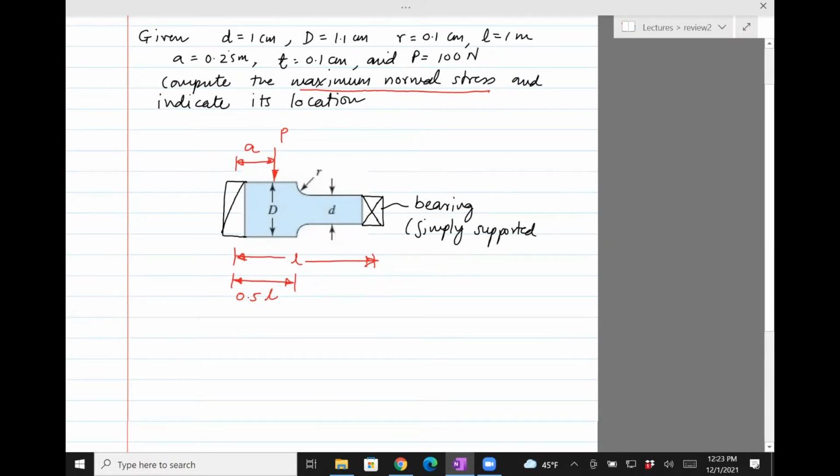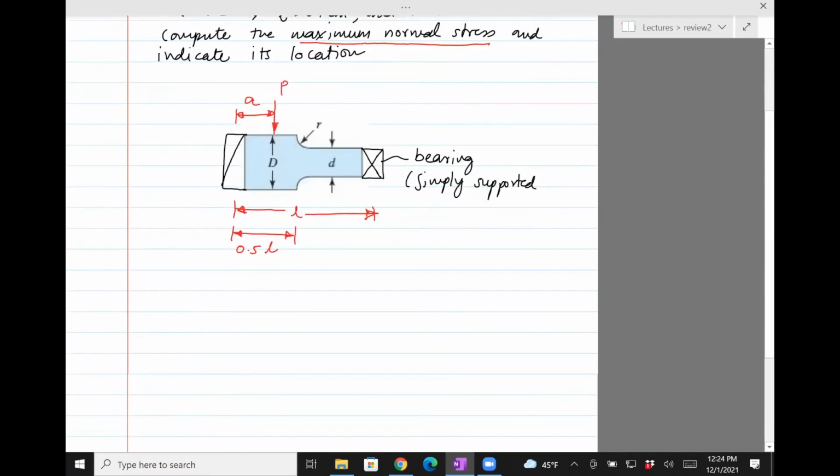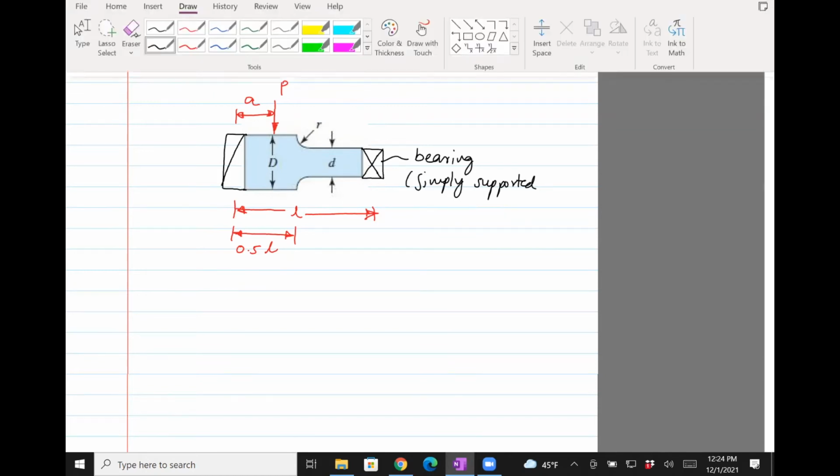Okay, so part of it has the same flavor as the previous problem, where we need to first find the reaction forces, and draw the shear force and bending moment diagram. In fact, we don't need the shear force diagram, we only need the bending moment diagram. Once you have the bending moment diagram, we can find the maximum normal stress from the maximum moment. So the first part is exactly like the previous question. We compute the reaction forces and the shear force and bending moment diagram. So let's do that first.